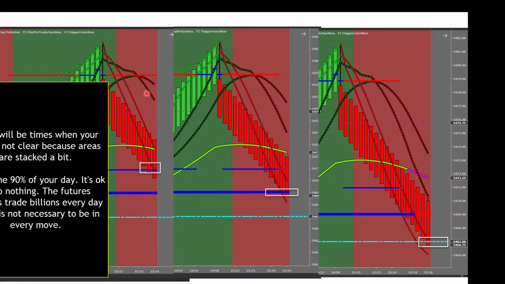What it means, and let the words rattle in your head: price reached an area, where are my triggers? It's going to keep you out of a lot of trouble. There will be times when your path isn't clear because the areas are stacked a bit. But before I get into this, is everybody okay on termination conditions?